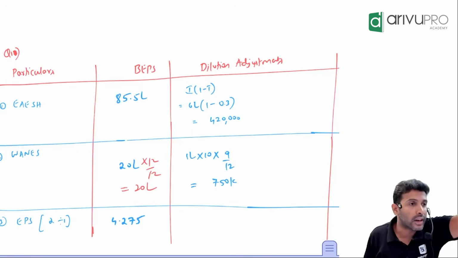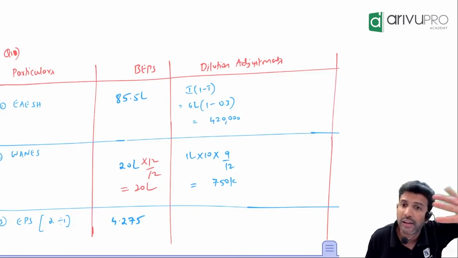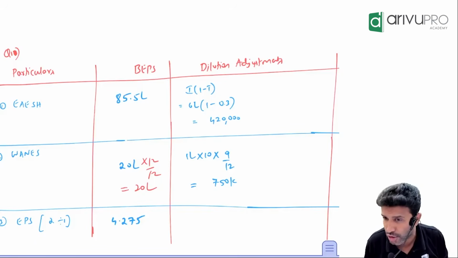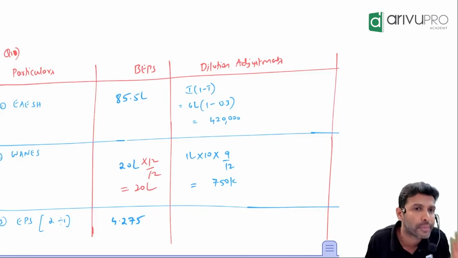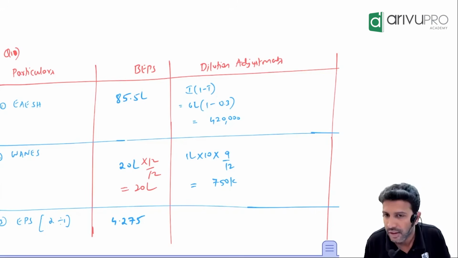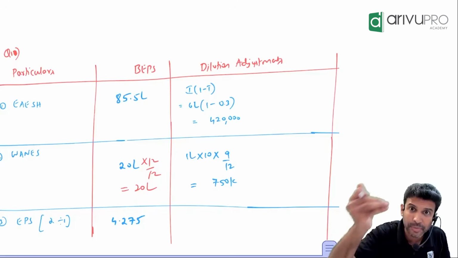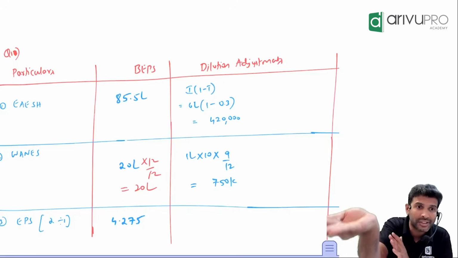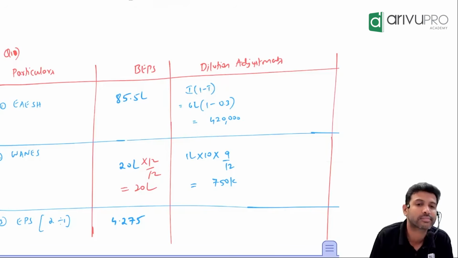Sir, if you convert debentures into equity shares today, interest the company has to pay, or they will save? Interest the company will pay or they will save? Sir, one expense is getting saved, which means profit will increase. Profit will increase. That's all it is.